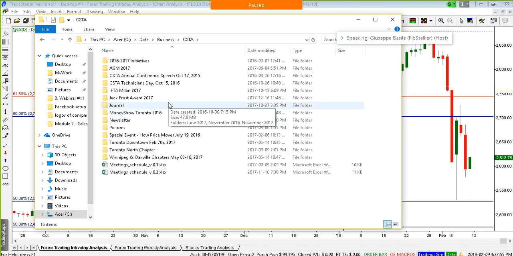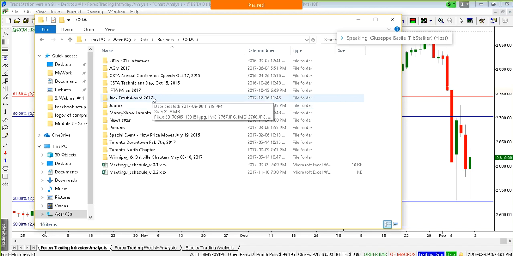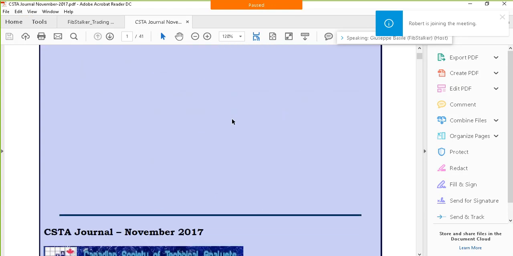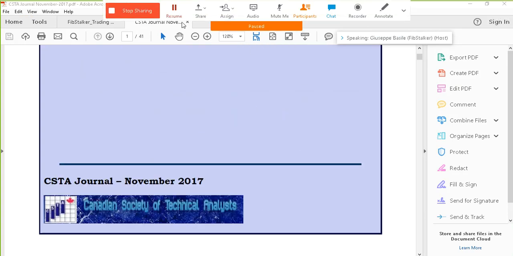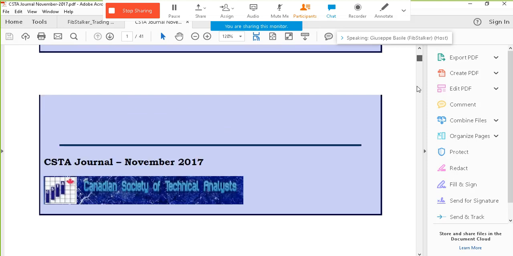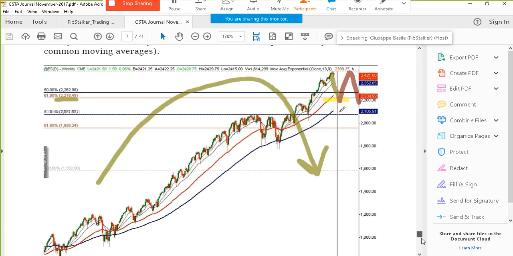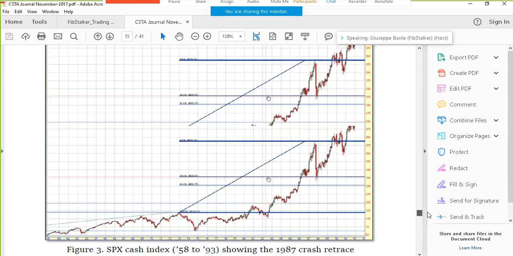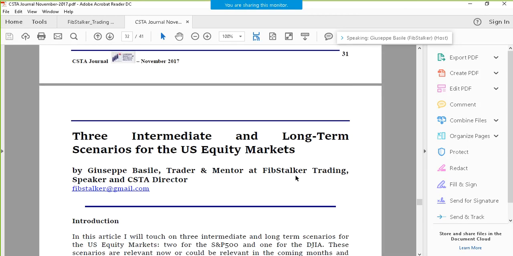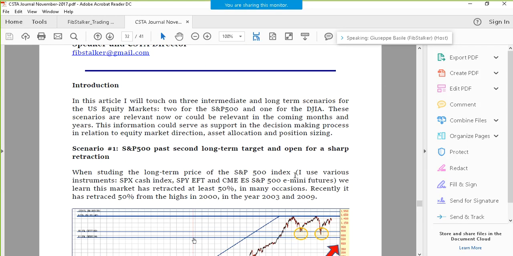And I want to share some other considerations as well. And let's see. So right, I found it, the CSTA journal, and you should be able to see it now. The reason why I want to show this article is because there are other scenarios as well. Okay, so I call this the intermediate and long-term scenario for the U.S. equity markets.